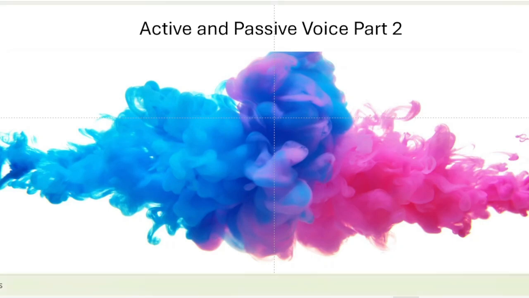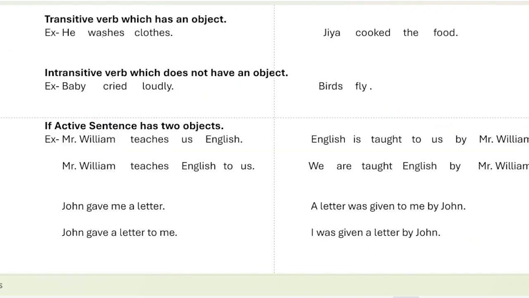Hello everyone. Today we are going to start active and passive voice part 2. In part 1 we have done the structure of active and passive voice, and we have also learned the rules of changing active sentence to passive sentence. Today in the class we will understand which are the sentences which can be changed into passive voice and which are the sentences which cannot be changed into passive voice.